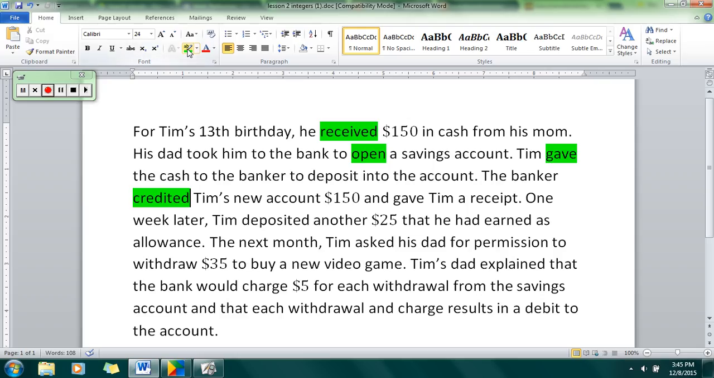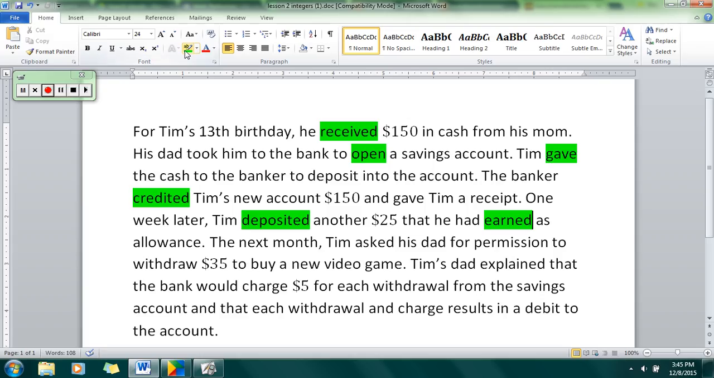One week later, Tim deposited another $25. Deposited is also a positive number. Now, if I have a credit card, that means I'm borrowing money to buy something, so credited is different from using a credit card. That he earned as an allowance. Earned would be a positive integer.